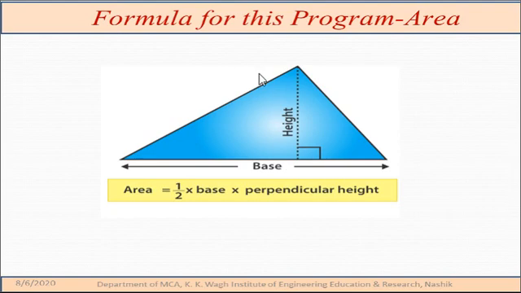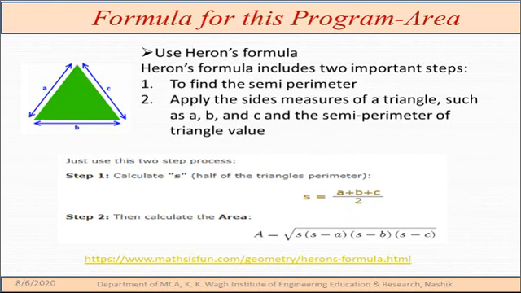Another formula is the one for calculating the area. If we know the base and height of the triangle, then the formula we use is 1 by 2 into base into height. Hope all of you already know this formula.